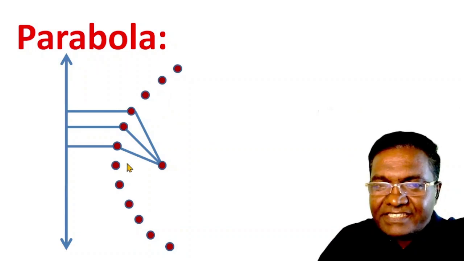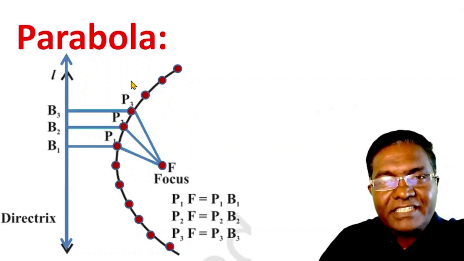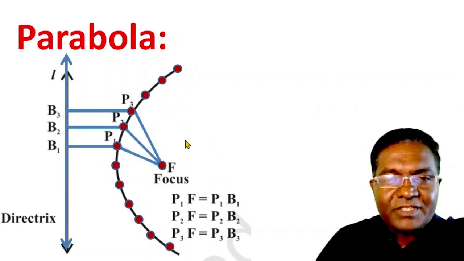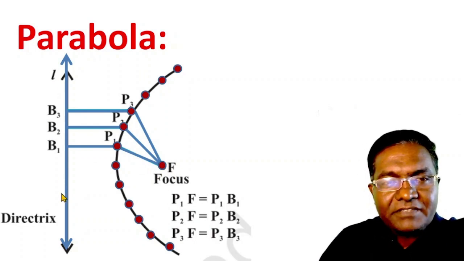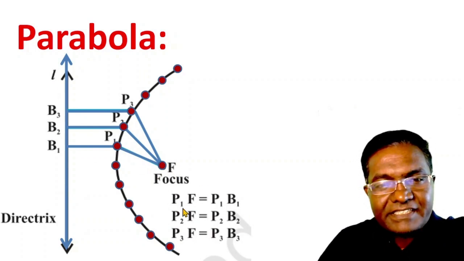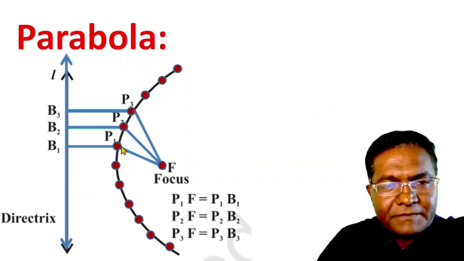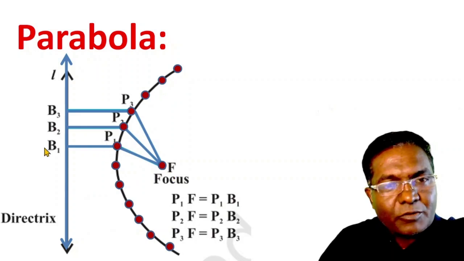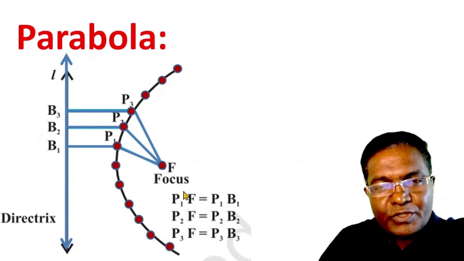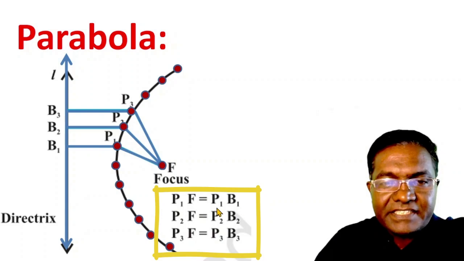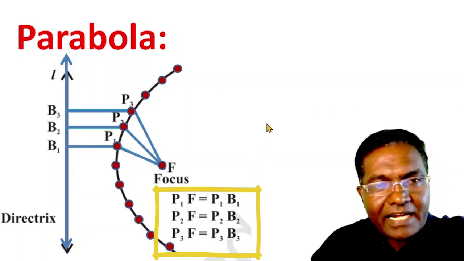So this curve is called the parabola, which satisfies this condition: the distance from the fixed point F and from the line is always the same, that is P1F equals P1B1, P2F equals P2B2 and P3F equals P3B3. So this curve satisfies this condition, so this curve is called the parabola. Okay, we will define what a parabola is.